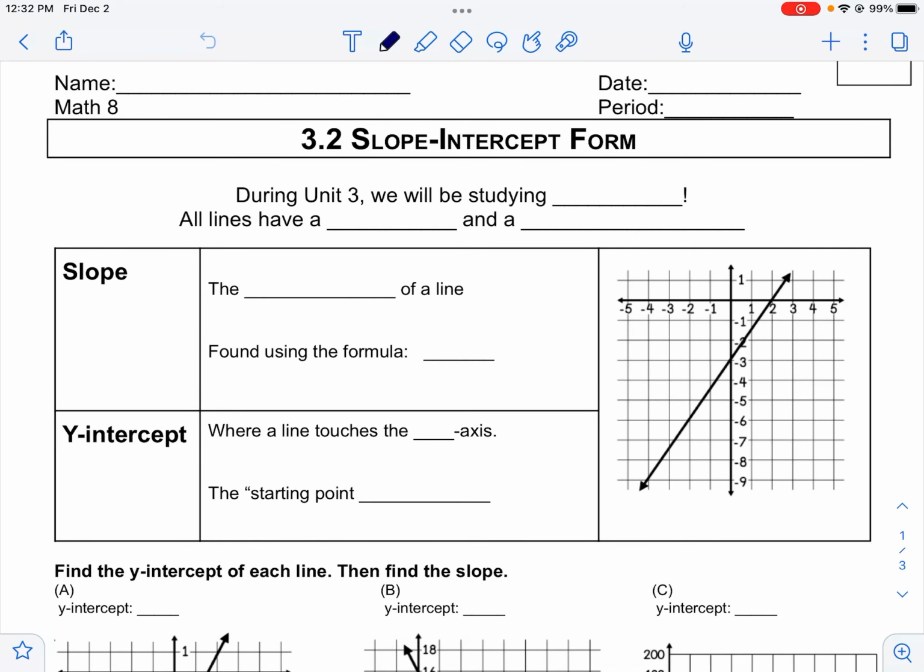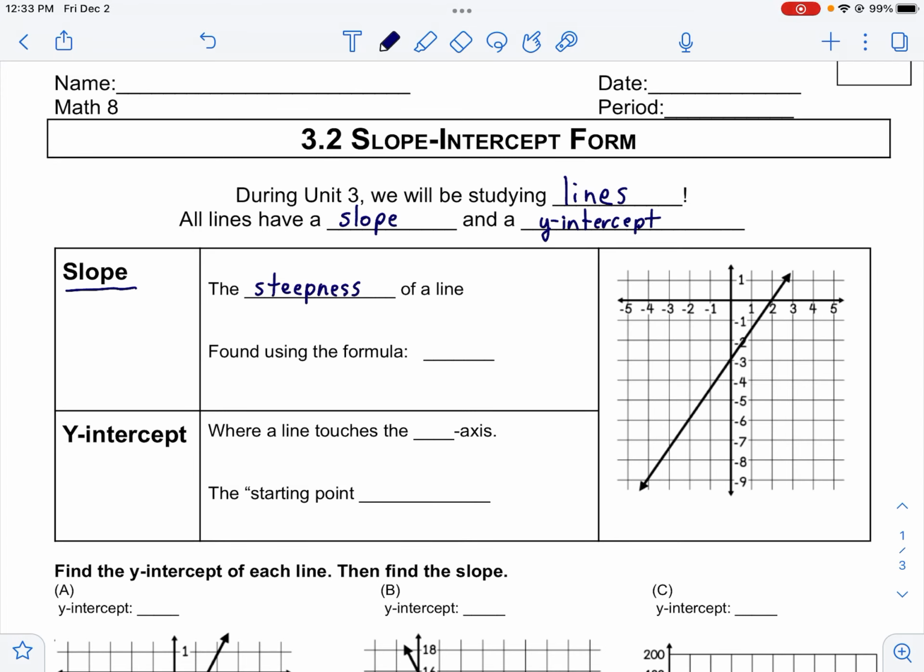These are notes on section 3.2, slope-intercept form. During Unit 3, we will be studying lines. All lines have a slope and a y-intercept. We've learned already in this unit about slope. Slope is the steepness of a line.